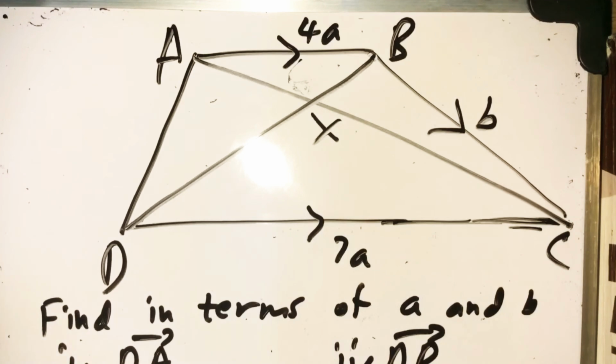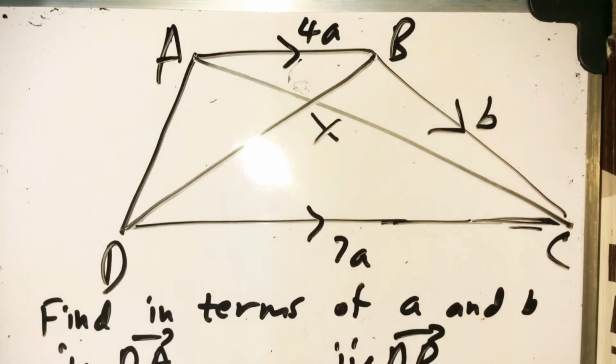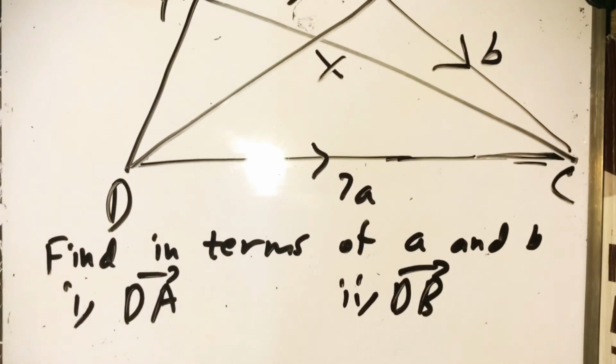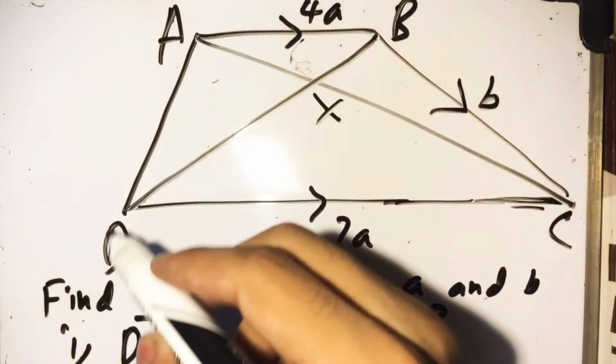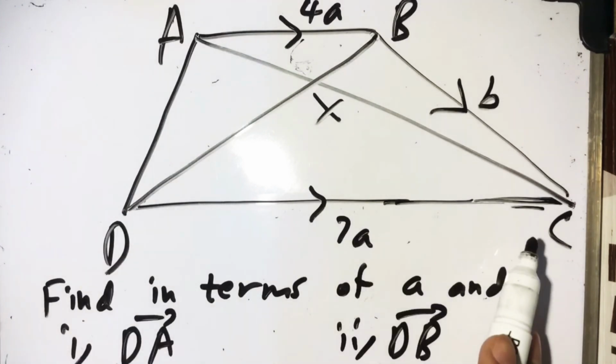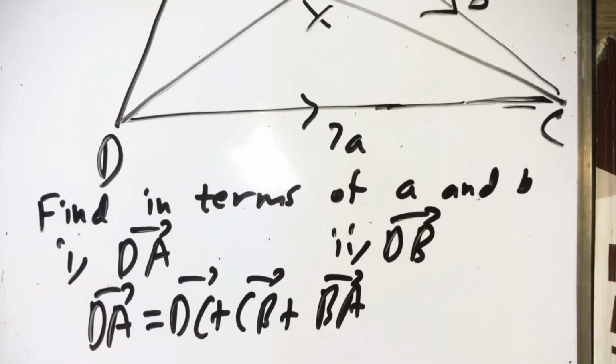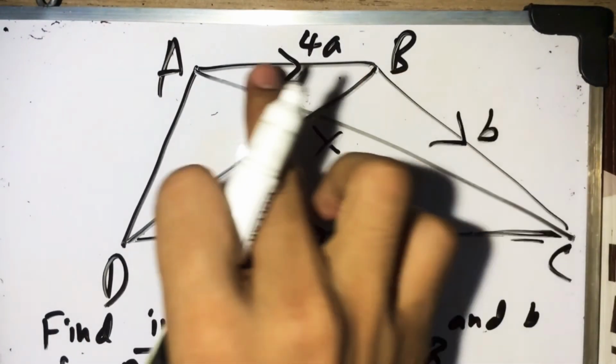Now there's one more concept of using simultaneous equations to find constants like lambda and nu. So this is one question like that. Now we are given this trapezium and we have to find DA in terms of a and b. DA is in this direction, so it can be DC plus CB plus BA.